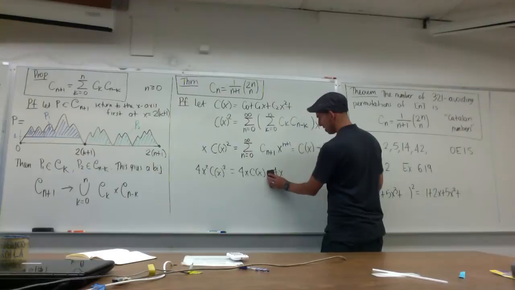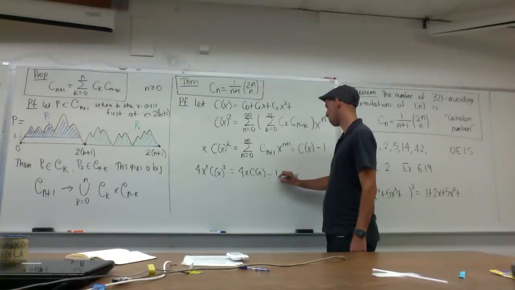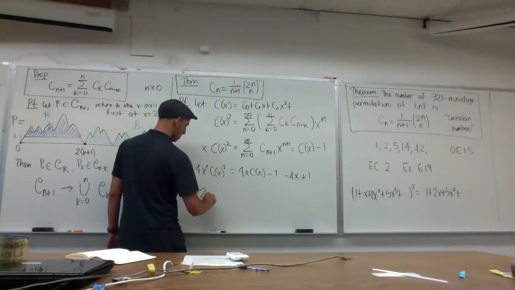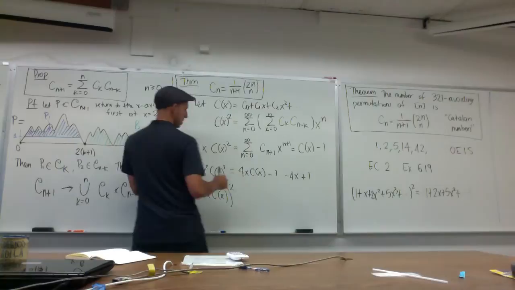let me say here minus 1 plus 1, because now when I do this minus this plus this, that's a square. This is exactly the square 1 minus 2x c of x. This is what I get when I bring all of these together. And this is going to be equal to 1 minus 4x.